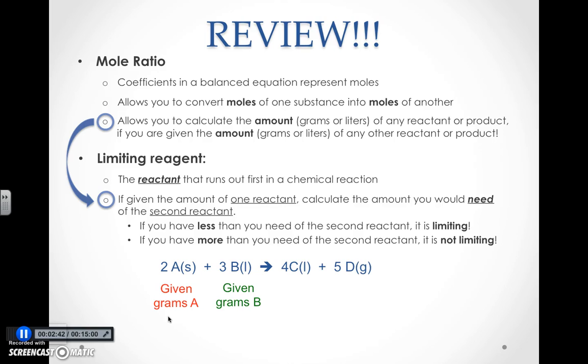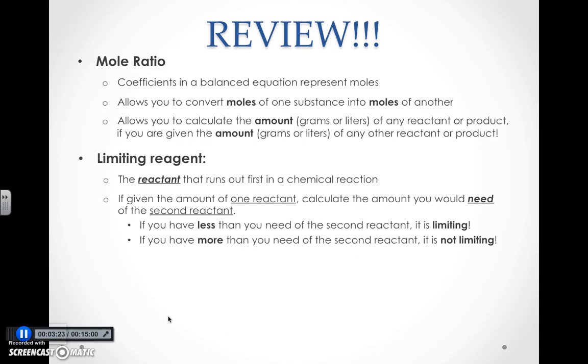Now, which one do you start with? Well, that doesn't matter. So let's say that I decide to start with grams of A. I can then calculate how many grams of B I would need, and then I can compare this to what I've been given. If you have less than you need of the second reactant, well, then it's limiting. But if you have more than you need of the second reactant, it's not limiting. And by default, that would mean that A was limiting. Now, could I have done this the other way around? Absolutely. I could have started with grams of B, and I could have used that to calculate what I needed of A, and I could have made similar comparisons, and I would have arrived at the same conclusion. So again, this should be review.